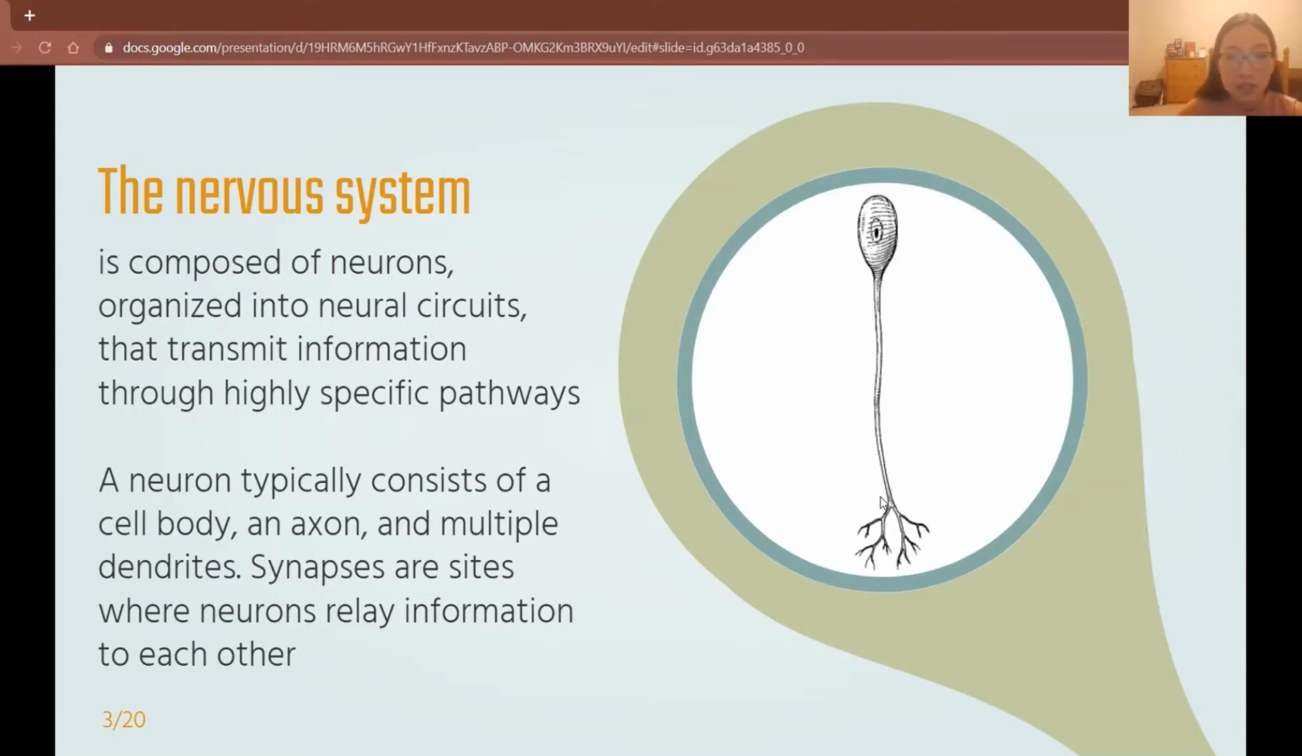The structure of a neuron we're interested in are the synapses, which are the sites at which neurons relay information and are generally located at the end of an axon for a presynaptic neuron and at dendrites and the cell body for the postsynaptic neuron.